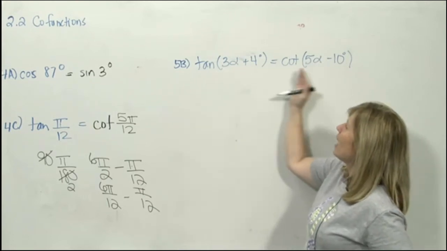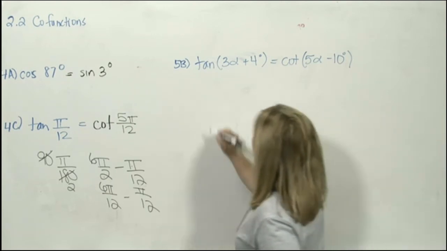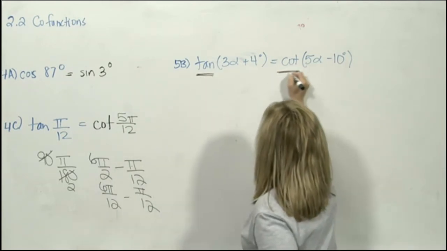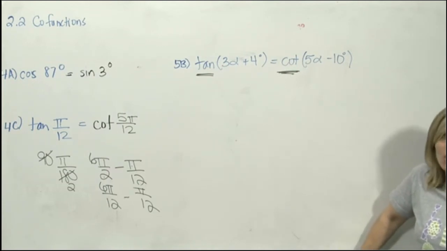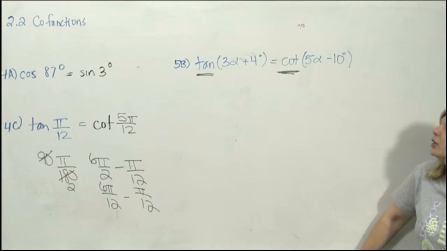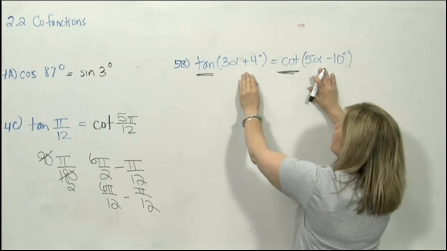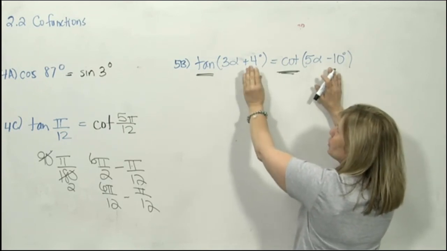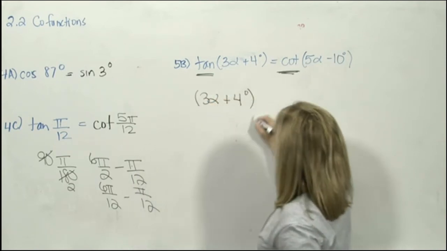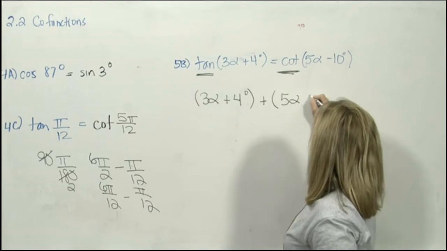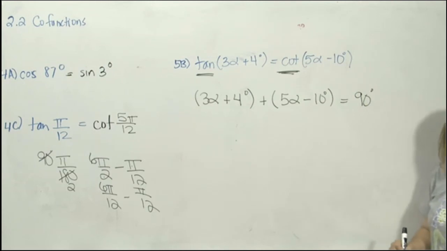So if I wanted to solve, okay, what do you notice about this function and this function? Well, tangent and cotangent are cofunctions of each other. And cofunctions means these angle measurements are complementary. Complementary means these angle measurements have to add to 90. So I'm going to take that angle, 3 alpha plus 4 degrees, and add it to 5 alpha minus 10 degrees. And that, I know, has got to add to 90 degrees.